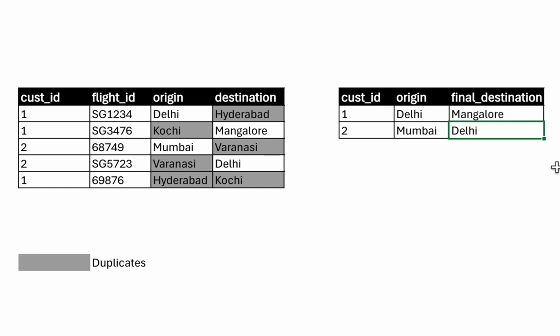So this is our approach. So what we will do in our code is, first we will try to find out the duplicate rows, and then we will remove those duplicate rows, and at the end the rows that are not duplicate will be our origin and destination.